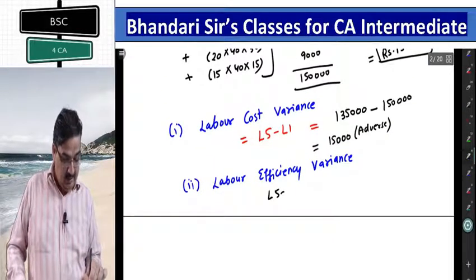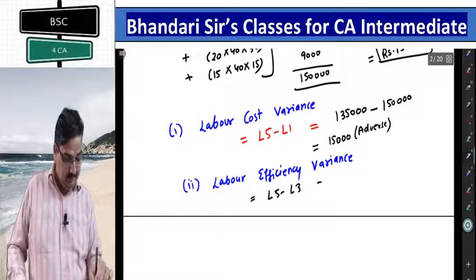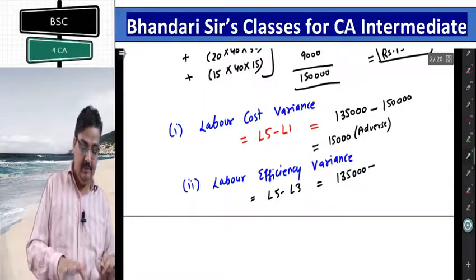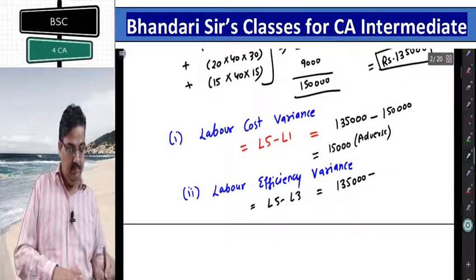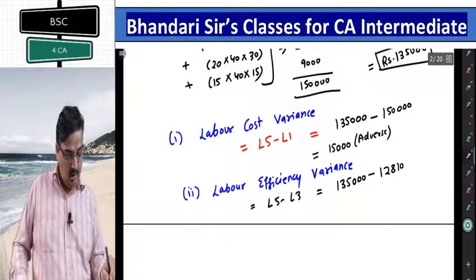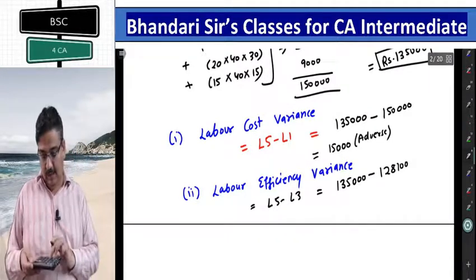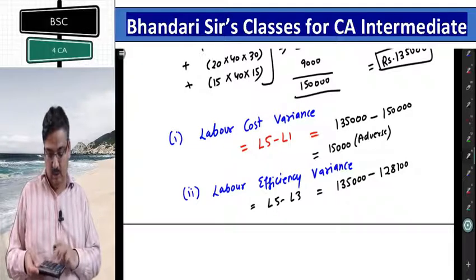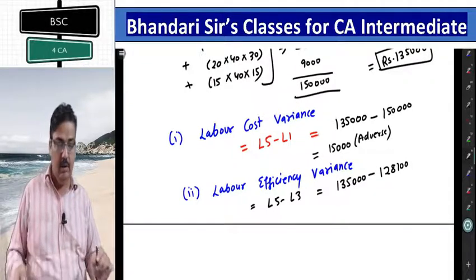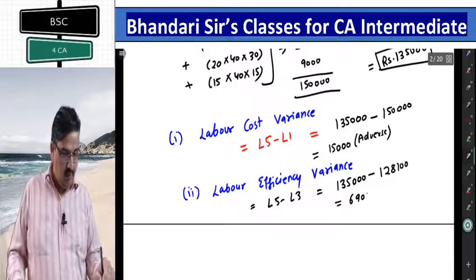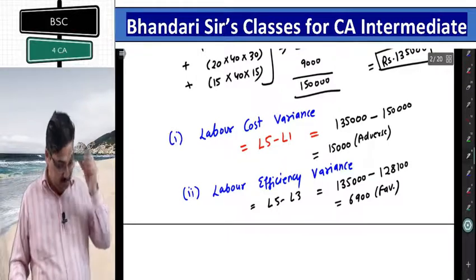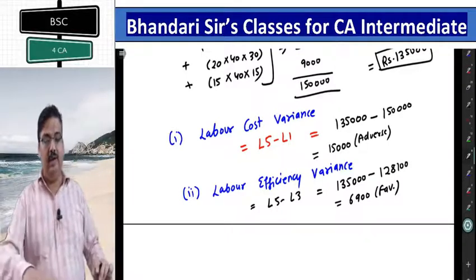L5 minus L3. 1,35,000 minus L3, 128,100. 1,35,000 minus 1,28,100. This is 6,900 favorable. 6,900 favorable.